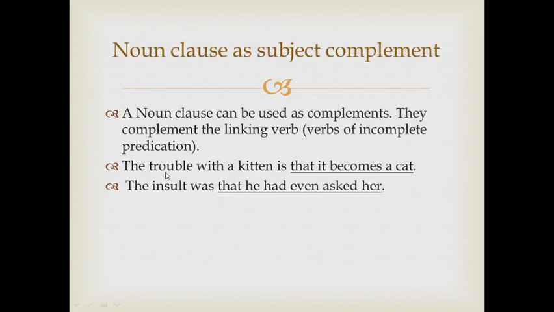What is the trouble of the kitten? The trouble with the kitten is the subject. And what is the trouble with the kitten? The trouble is that it becomes a cat. So it gives extra information or it completes the subject part. A noun clause as subject complement complements the subject part.